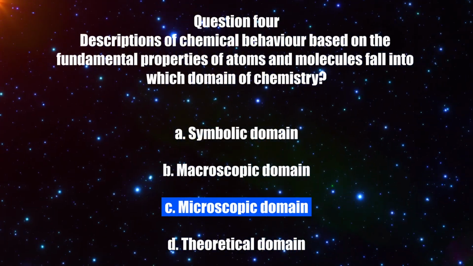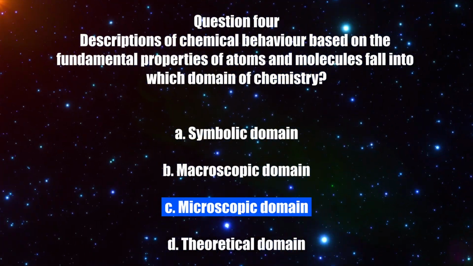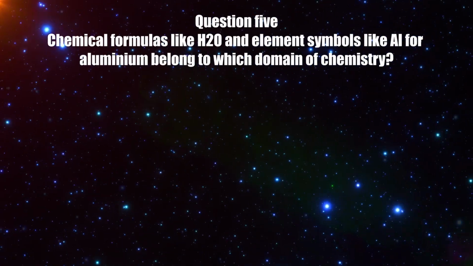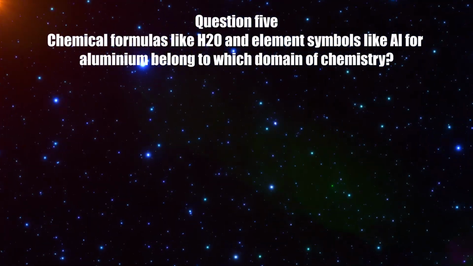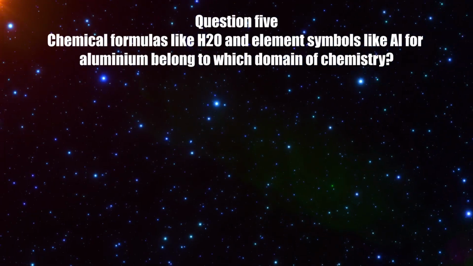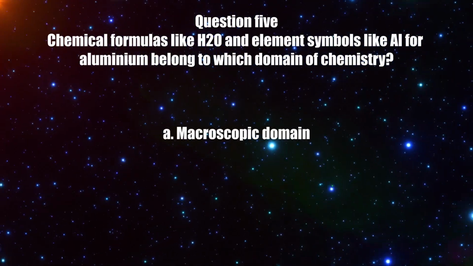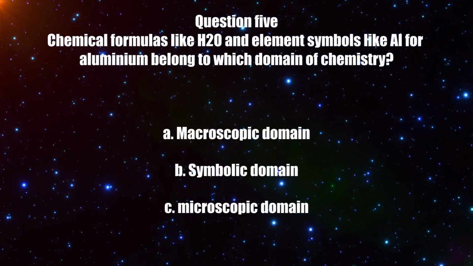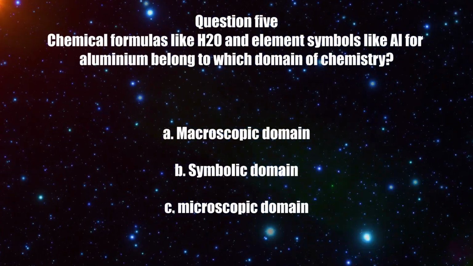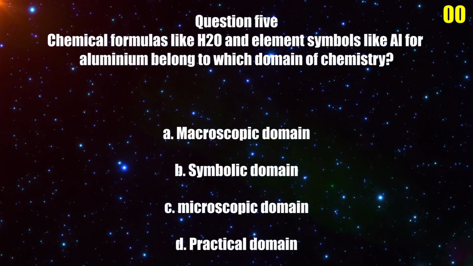The correct answer is C. Microscopic domain. Question 5. Chemical formulas like H2O and element symbols like Al for aluminium belong to which domain of chemistry? A. Macroscopic domain. B. Symbolic domain. C. Microscopic domain. D. Practical domain.